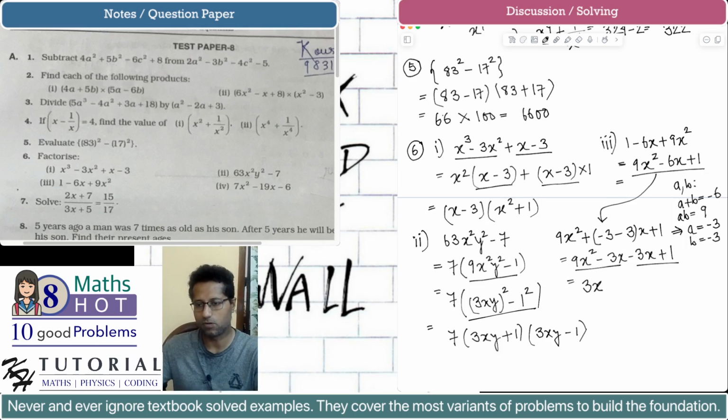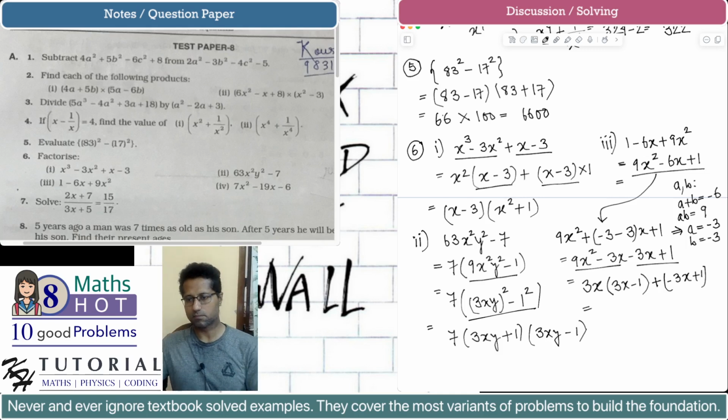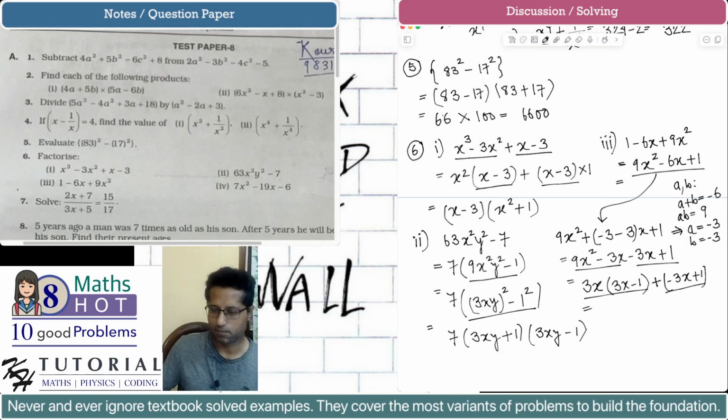So if I take out the common factor, it will be 3x multiplied by 3x minus 1, and the second group I can write as minus 3x plus 1. Now, as of now, I do not see any common factor in the two groups. In this group I can see a factor of 3x minus 1, but in this group it is minus 3x plus 1.